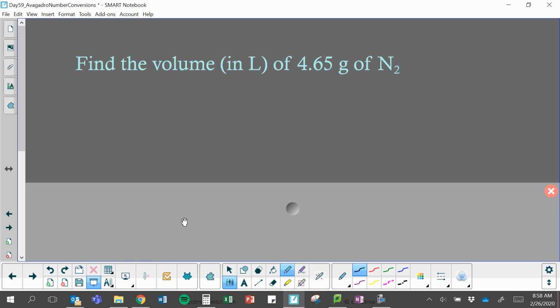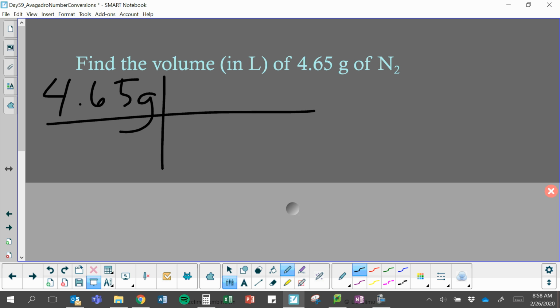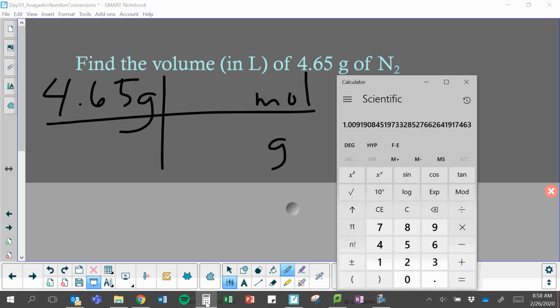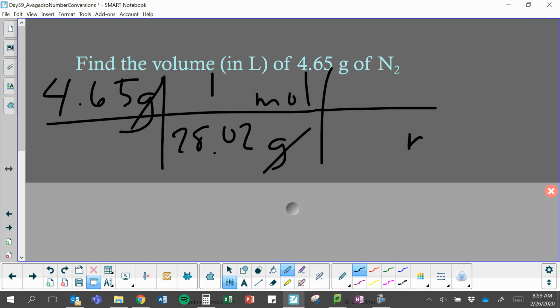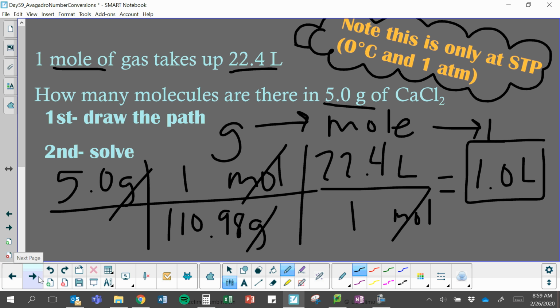So this one we're starting with 4.65 grams. We're going to convert our grams first to moles. We need the mass of our N2, which is 14.01 times 2, so 28.02 grams per mole. Our grams cancel. Our moles we're going to turn into liters. We know that in 1 mole is 22.4.